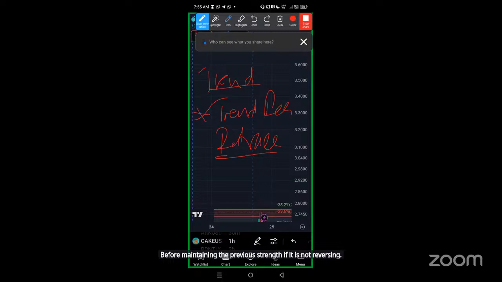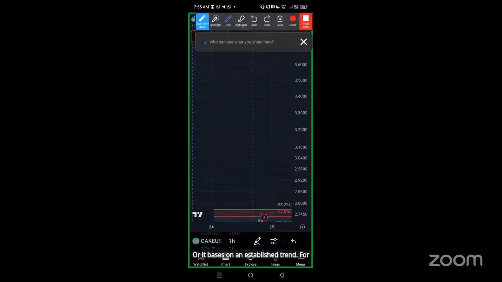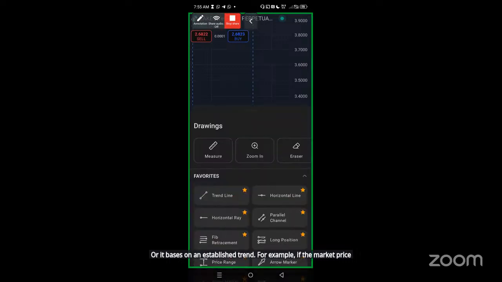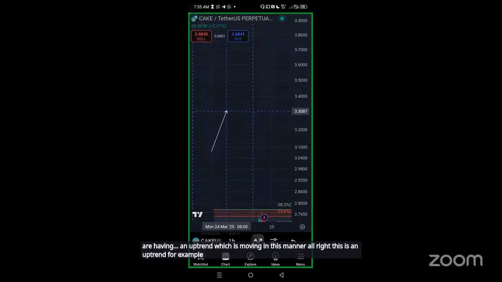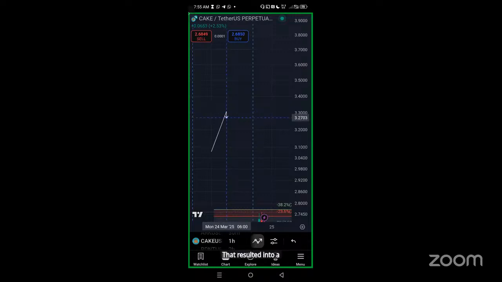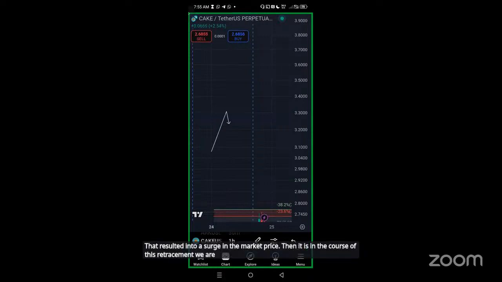Okay. Now the Fibonacci indicator captures the movement of the market based on the previous trend, or it bases on an established trend. For example, if we are having an uptrend which is moving in this manner, right? This is an uptrend, for example. Let me just use this. Let's assume this is a movement that resulted in a surge in the market price. We are going to assume that this is an uptrend, right?